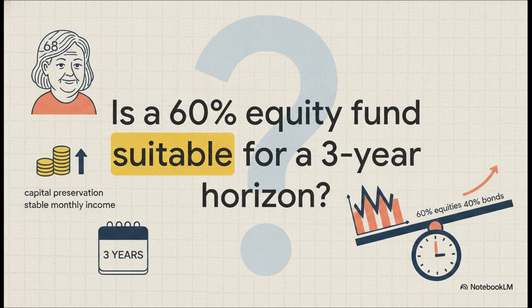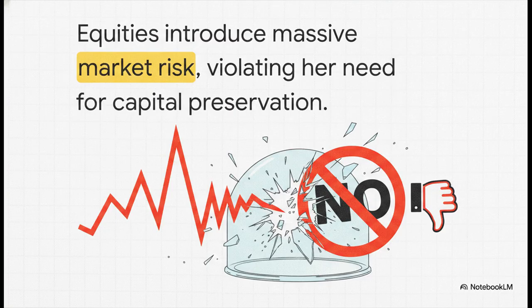Now, the proposed product for her is a balanced mutual fund with 60% equities and 40% bonds. Apply your new KYP knowledge to this KYC profile for a second. Is this suitable or unsuitable? It is completely unsuitable. A 60% equity exposure introduces massive market risk. As we learned back in aisle 1, equities are volatile. If the stock market drops tomorrow, Maria doesn't have the time to sit around and wait for it to recover before she needs that cash in 3 years. This completely violates her explicit need for stability and preserving her capital.